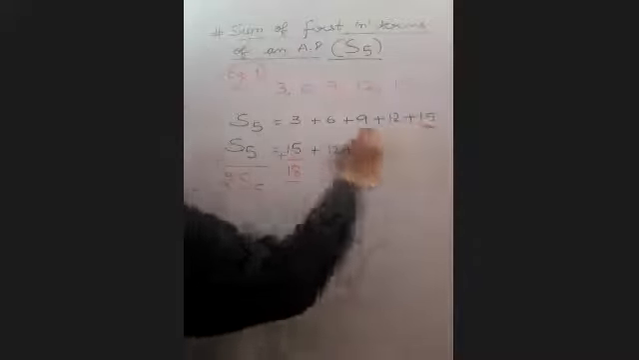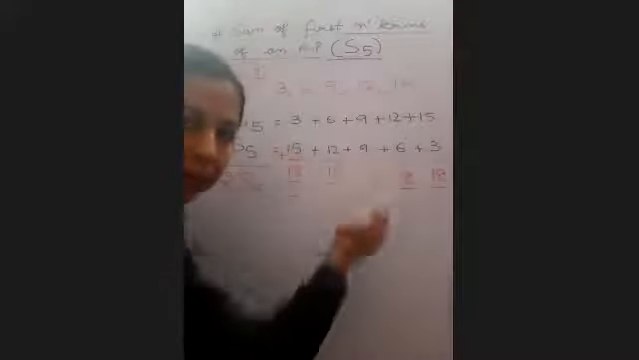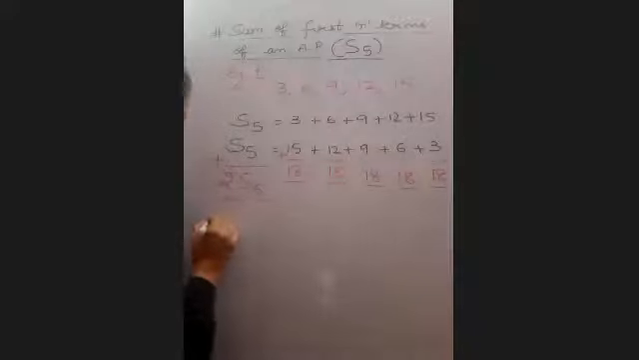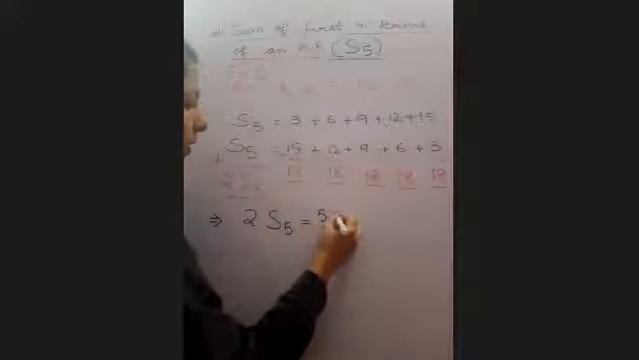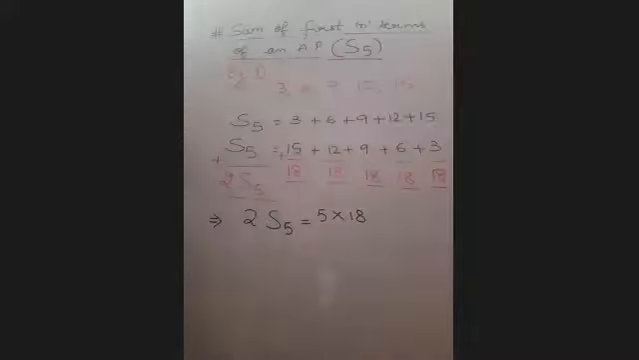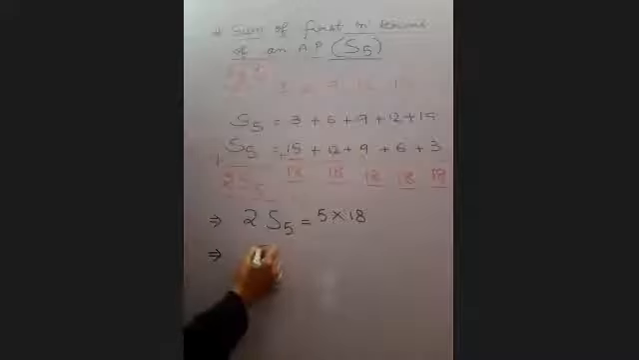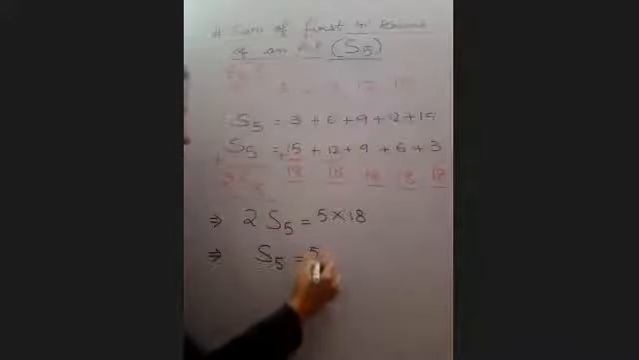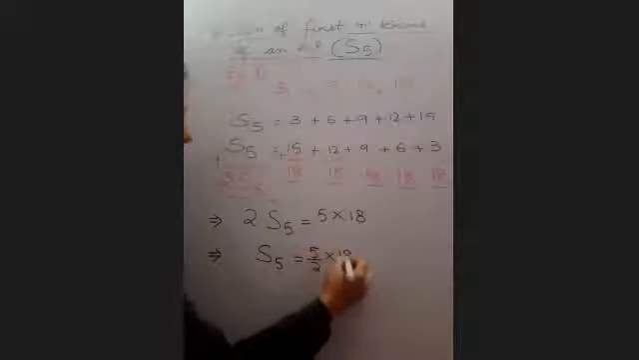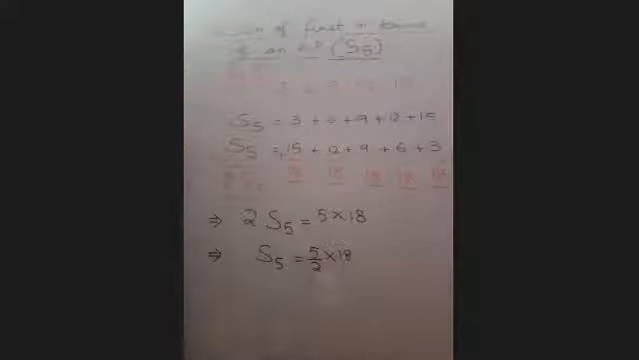Yes, ma'am. The sum of all the terms of the reversed AP and the direct AP, this vertical sum, is the same. So may I please write it as 2 times S5 is equal to 5 into 18? Yes, ma'am. Does it mean that S5 is equal to 5 upon 2 into 18? Yes, ma'am.